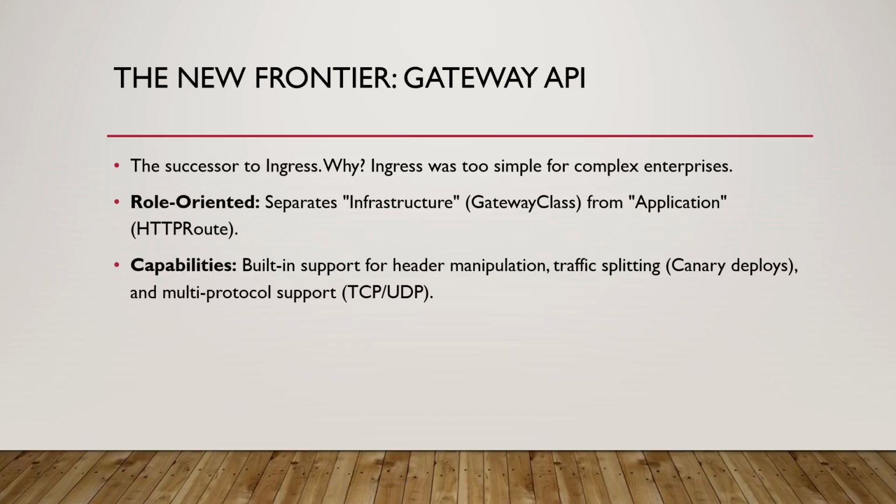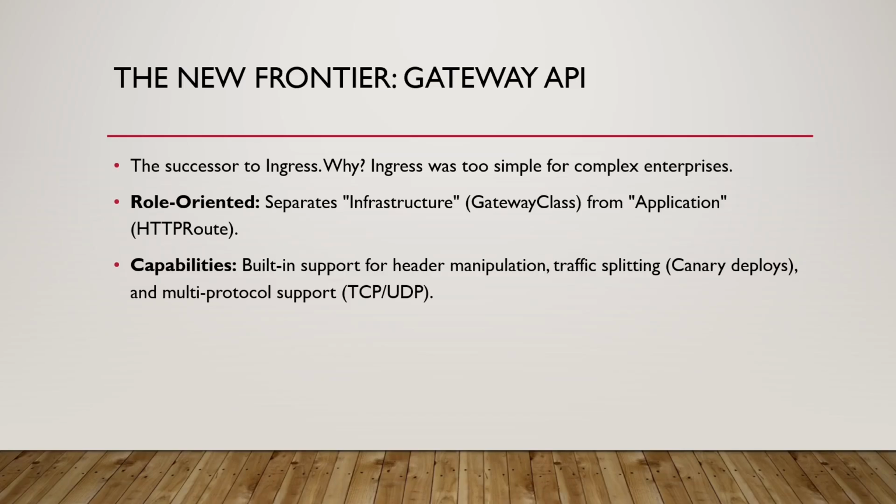Okay, so let's understand one more thing that is currently being used by enterprise. That is the Gateway API. It's basically a successor of Ingress. Why? Because Ingress was too simple for complex enterprise. So here in Gateway API it's basically role oriented.